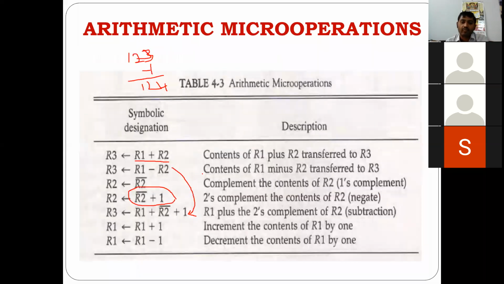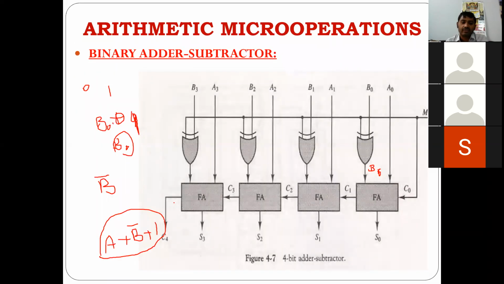Try to see here, R3 is R1 plus R2 bar plus 1. So 2's complement subtraction. Similar to that, A0 plus B0 bar plus 1. Simply I'm taking it as generalized A plus B bar plus 1. Everything is getting, so that it is working as a subtractor.